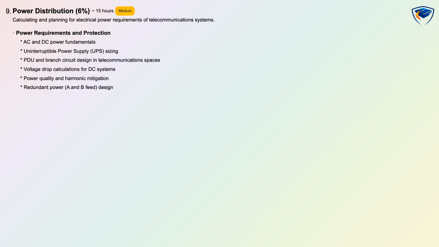Power distribution is 6%, medium difficulty, and estimated at 15 hours of study. This domain teaches calculation and planning for AC and DC power in telecommunications spaces, including UPS sizing and redundant A and B feed design. You will learn PDU and branch circuit design, voltage drop for DC systems, power quality concerns, harmonic mitigation, and protection strategies. Case scenarios demonstrate how to size and distribute power for reliability and safety.